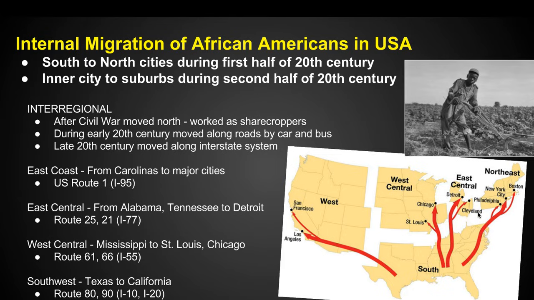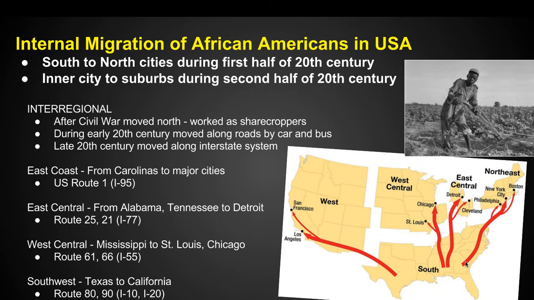During the early 20th century, they moved along by roads, car, and bus. And you start to see these patterns. How easy is it for ethnicities to travel on the highway systems that we built here in the United States? And so you see a pattern of internal migration based on these roads. For example, on the East Coast, we've got people moving from the Carolinas to the major cities of Philadelphia, New York, and Boston because they were using Route 1, which is now I-95.